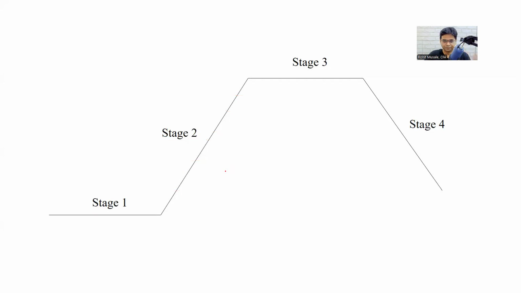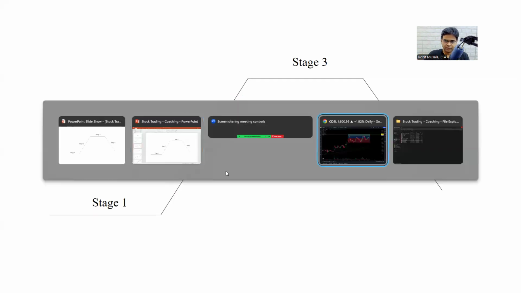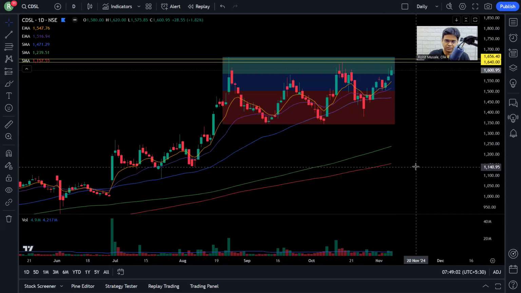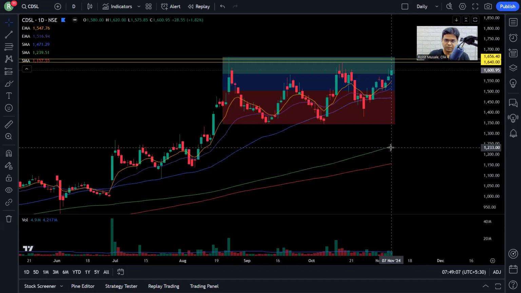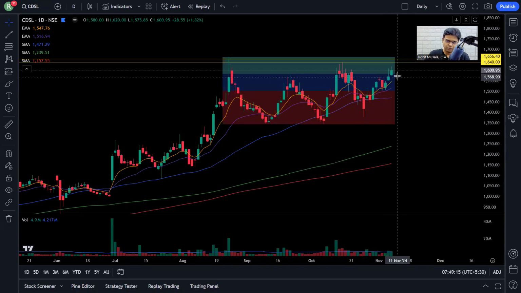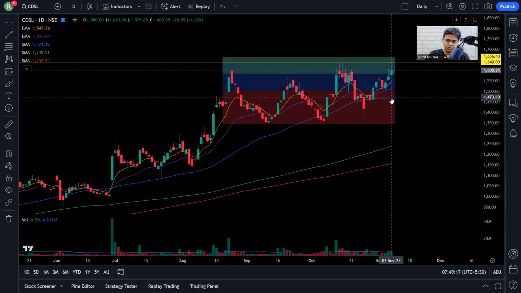Now let's go to the moving averages to spot a stock which is in a confirmed stage 2 uptrend. To understand that, you need to understand these three moving averages: the blue, the green, and the red. The blue is the 50-day simple moving average of the price. The green is the 150-day simple moving average of the price. And the red is the 200-day simple moving average of the price. So the current price should be above the blue line. The blue line should be above the green line, and the green line should be above the red line.